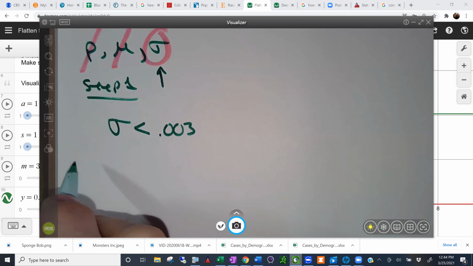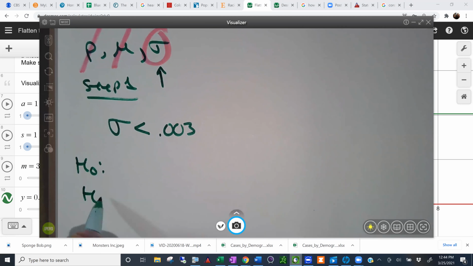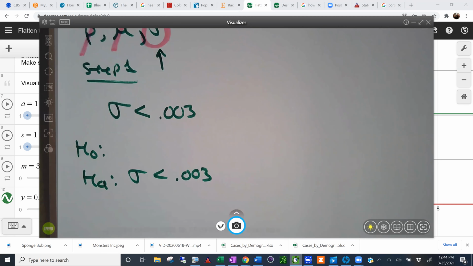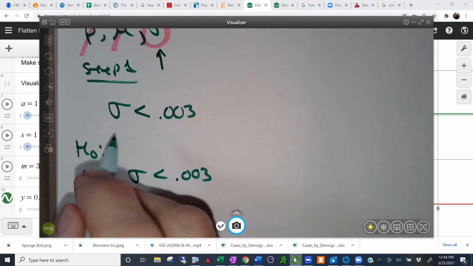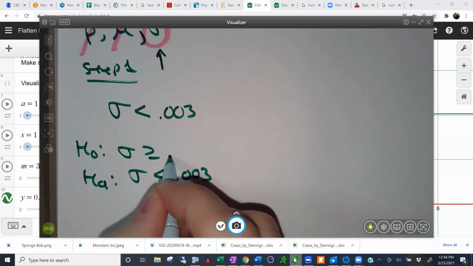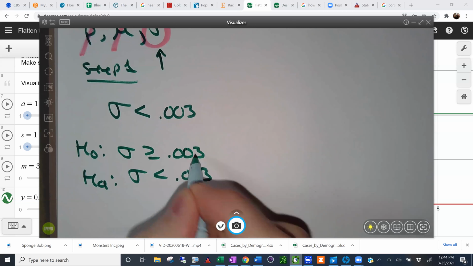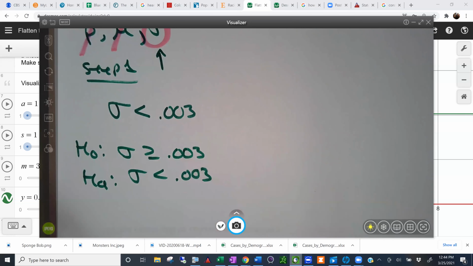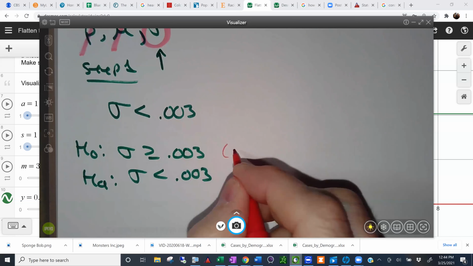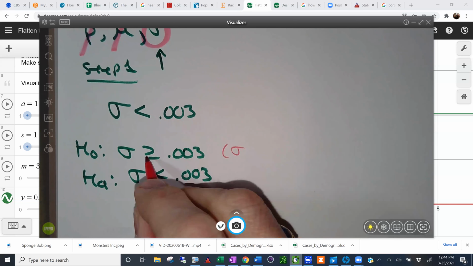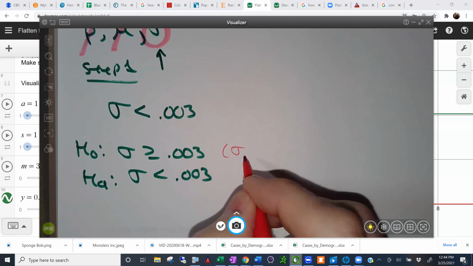So for our null hypothesis, what would we put there? We've got sigma is less than 0.003. What's in the null hypothesis? Equal. Yes. What I generally have you do is write just kind of exactly the opposite, but I think you've seen it in StatLab often enough that they're not exactly fond of that. They'll write sigma equals 0.003.